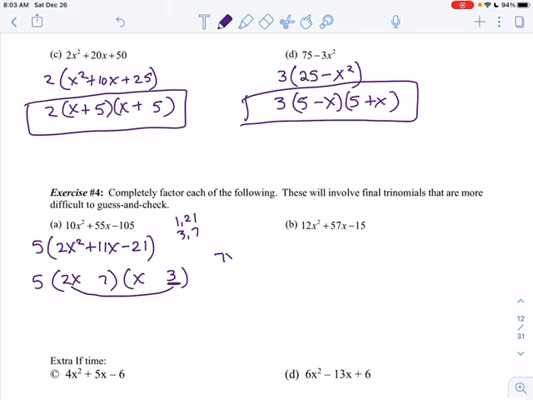Well, that gives me a 7x and a 6x because the 2 is multiplied by the 3. 7x and 6x, can that give me 11? Nope. All right, so let's erase those and flip-flop them around. Let's put the 3 here and the 7 here.